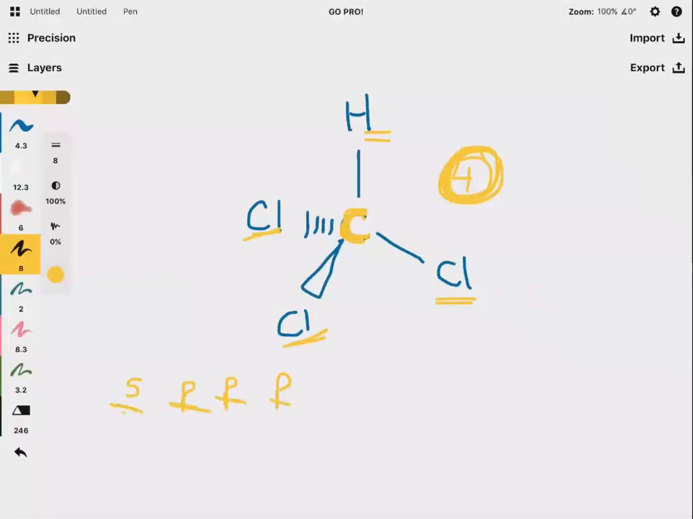1, 2, 3, 4. So if you have one S and you're taking 3 Ps and you're shoving them all together, like mixing them together to make a brand new hybridized orbital, you've made an sp3 orbital. You had the one S and now you have 3 Ps. So each of these bonds right here, these are all sp3 bonds.